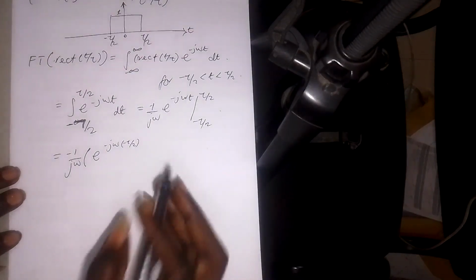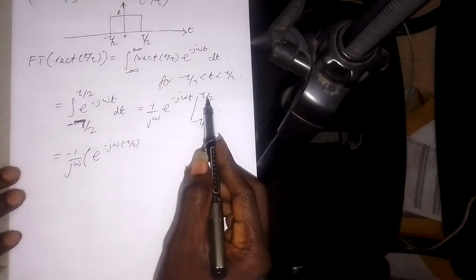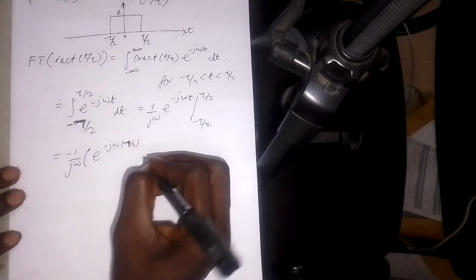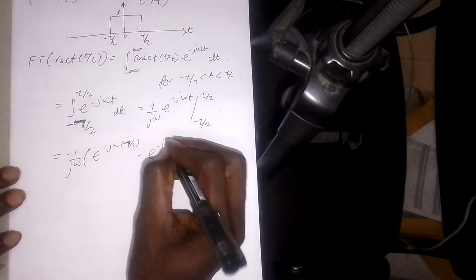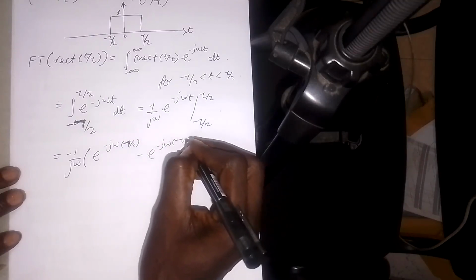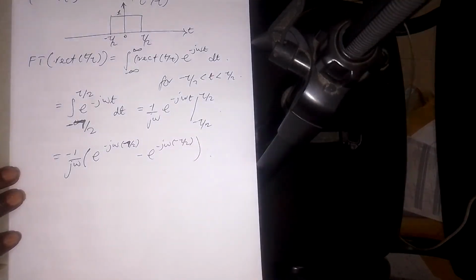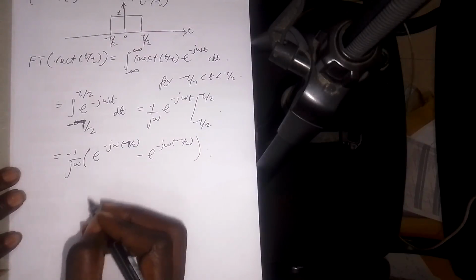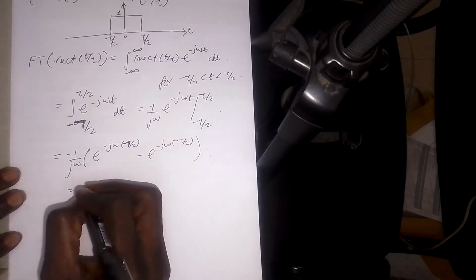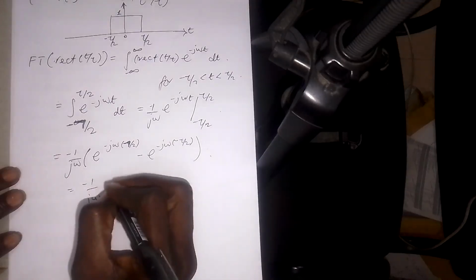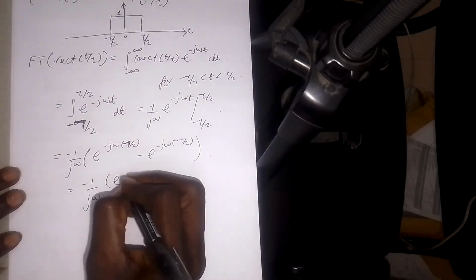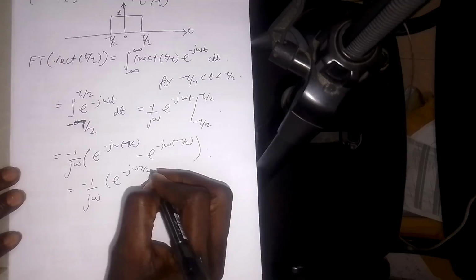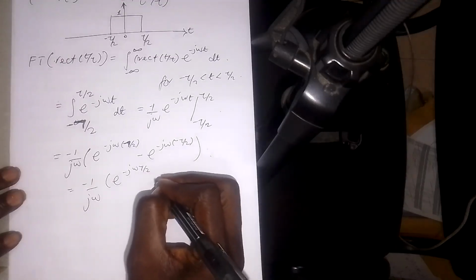It's always important that we introduce the upper limit first. So here I'll make it positive tau on 2, minus e to the minus j omega, negative tau on 2. So if I do this, I'm going to have minus 1 on j omega into e exponent minus j omega tau on 2.